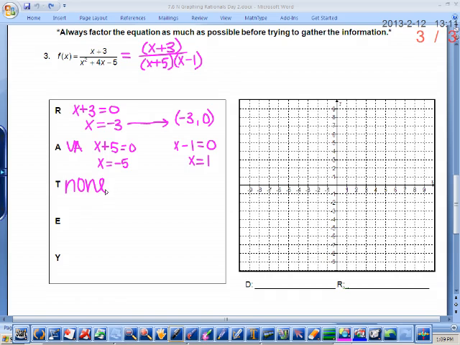E stands for end behavior, which is represented by our horizontal asymptotes. And to decide about our end behavior, you've got to check the degrees. What is the degree of my numerator? 1. What's the degree of my denominator? 2. Do y'all see that? Right here?